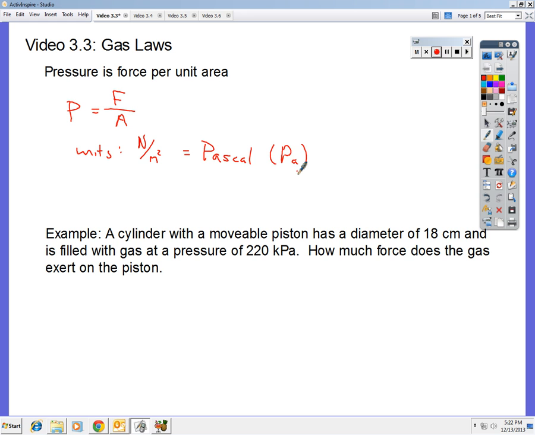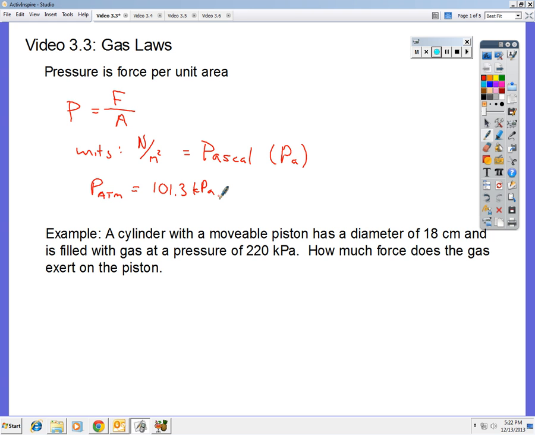Now the Pascal is a very small amount of pressure, and therefore we'll usually measure pressure in kilopascals. Atmospheric pressure, to give you an idea, is 101.3 kilopascals, so over 100,000 newtons per square meter.